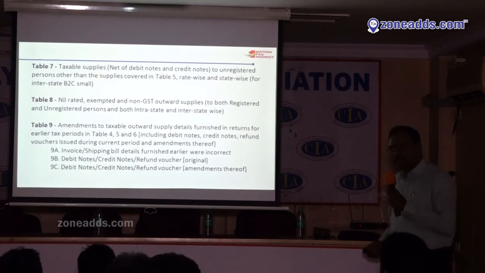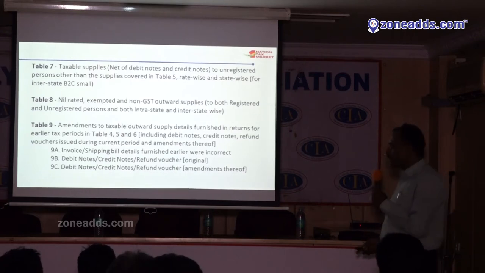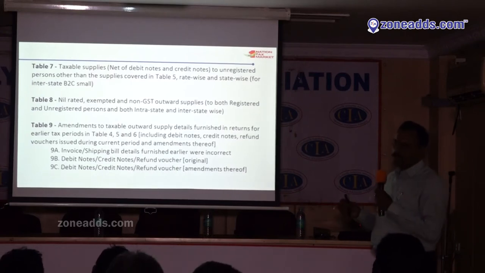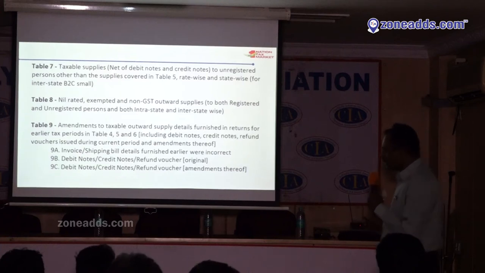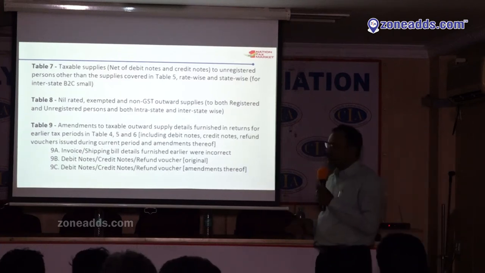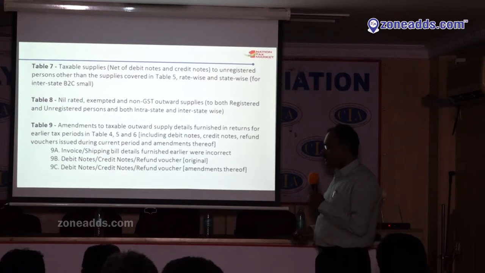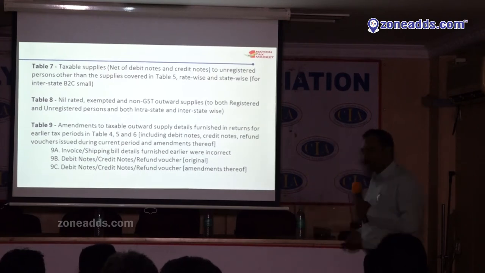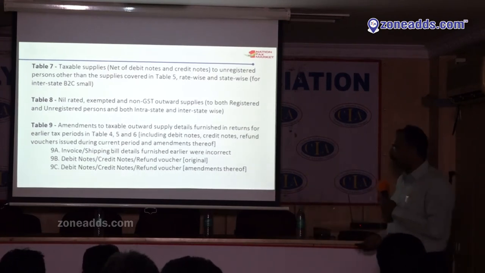So table 8 is nil-rated, exempted, non-GST supplies. Table 9 is for the amendments made in the previous month return as far as invoices are concerned. In case of debit notes and credit notes, current month details are also given, and amendments are also given in table 9. There are three sub-tables again, 9A, 9B, 9C.